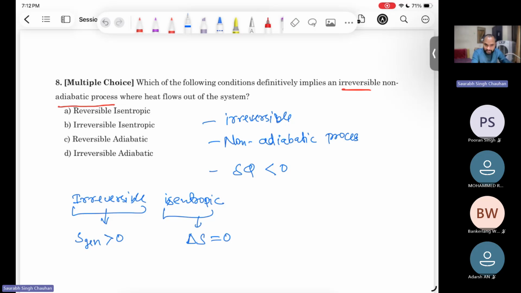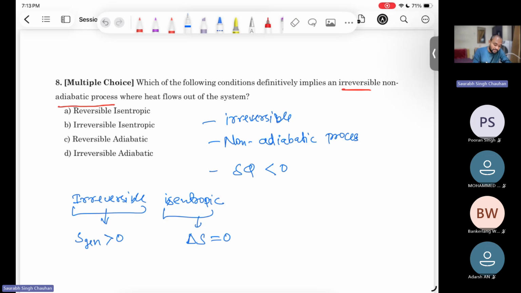So there is some entropy generation, but total change of entropy of the system is 0. So that means some entropy will be flushed out from the system with the heat. Okay. If there is some entropy generation because the process is irreversible, but it is isentropic, so total entropy change is 0. So whatever amount of entropy has been generated should go out in the form of heat. So that amount of heat will have to go out.